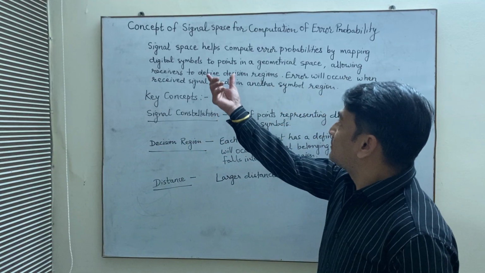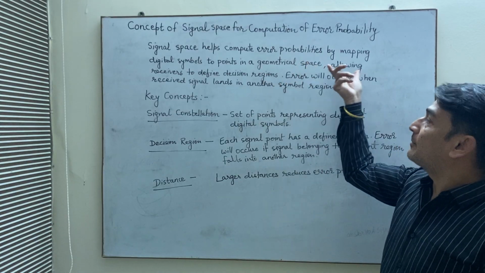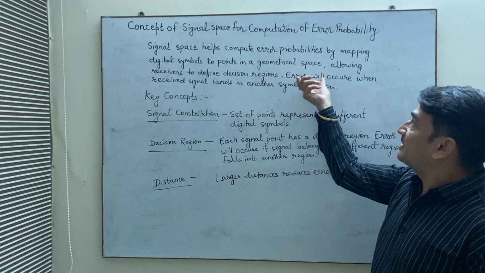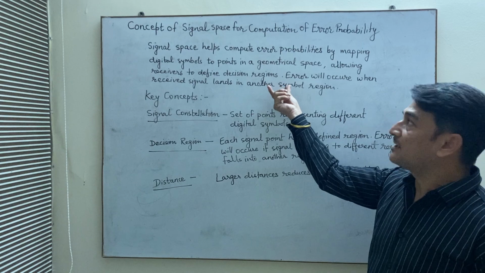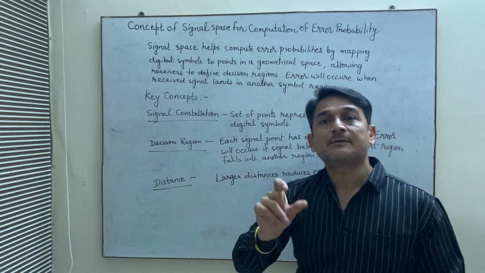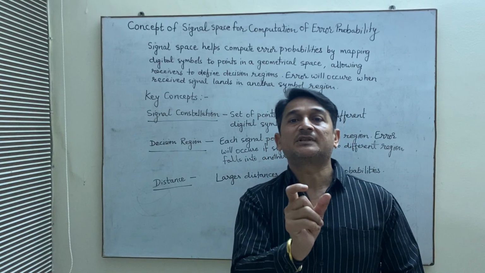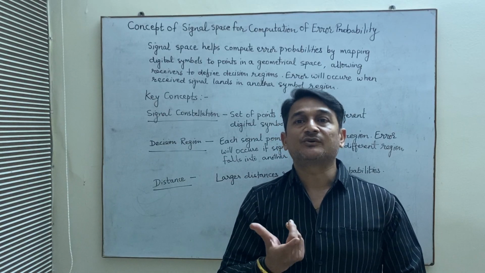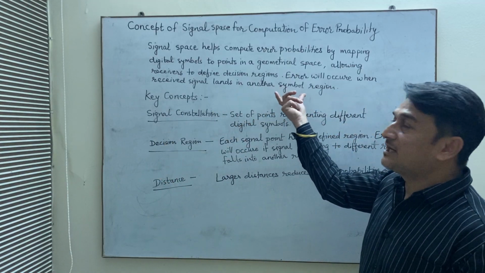Signal space basically helps to compute the error probabilities by mapping the digital symbols to points in a geometrical space, allowing receivers to define decision regions. Errors will occur when the received signal lands in another symbol region. For example, there is a space for symbol 00. If the symbol 01 somehow lands in the space of 00, obviously an error will occur. So that is what it is trying to say in the last line.